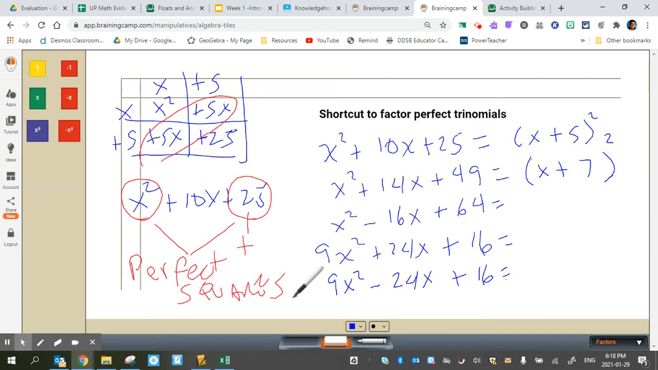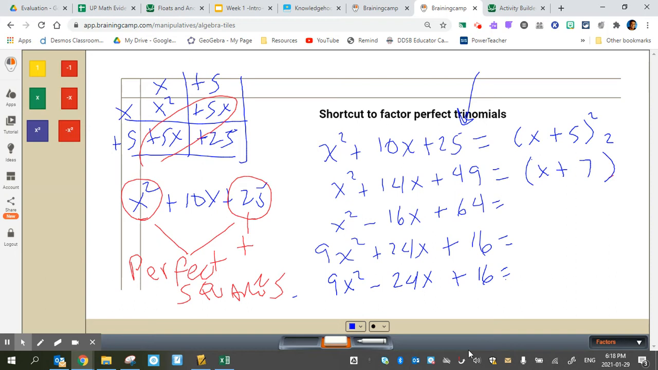And if you notice here on the right, all these terms are perfect squares. So that is a big inkling that this is going to be a perfect trinomial, meaning it came from a binomial square. Then all I have to do is remember how I constructed a trinomial from a binomial square, and reverse the process.